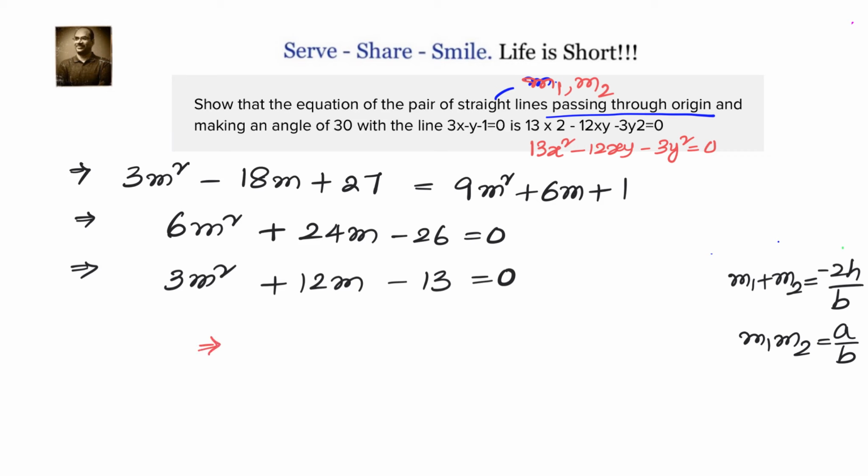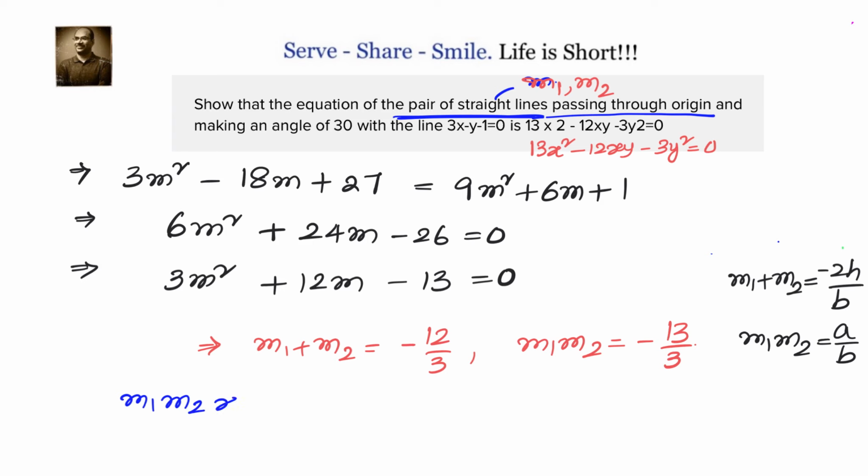What will be m1 plus m2? Minus b by a, which is minus 12 by 3. What is m1 into m2? That is c by a, that is minus 13 by 3. But we know the equation of the pair of straight lines passing through the origin is given by m1 m2 x square minus of m1 plus m2 into xy plus y square.